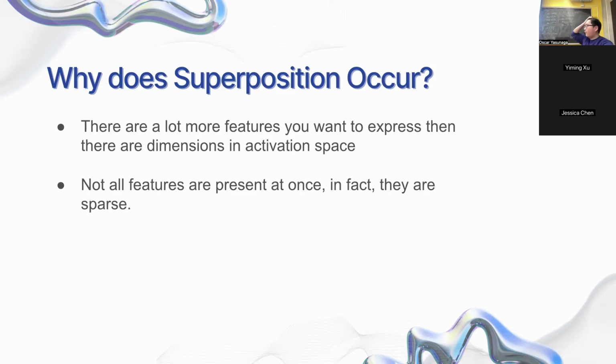The other property that causes superposition to occur is this idea of sparsity. You can imagine that not all features are present in any one forward pass, and in fact, typically there are only maybe a few features present. Because of this, the model can make use of the fact that your input, like an image, might not possess both a shark and a building at once.